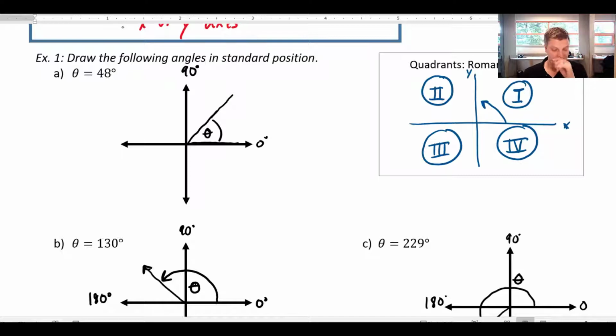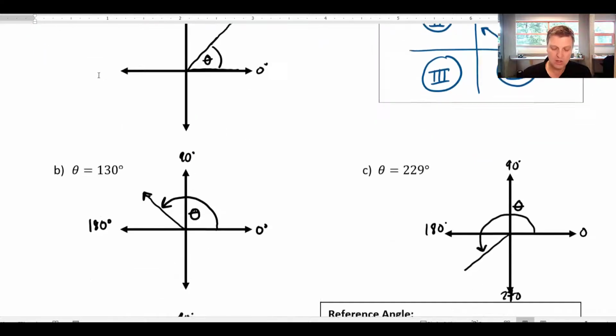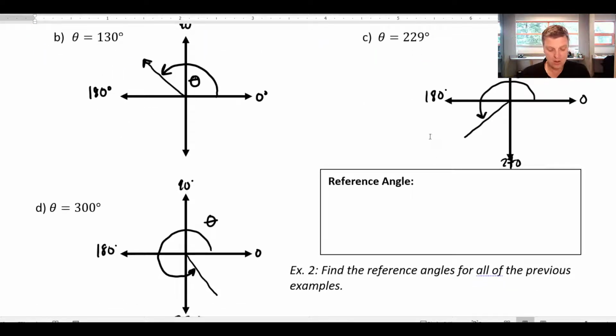So if I was to say, hey, find an angle in quadrant 3, you know that I'm looking here in the negative y, negative x region of that space, okay? So with that in mind, we're now going to go back and talk about something called reference angles.